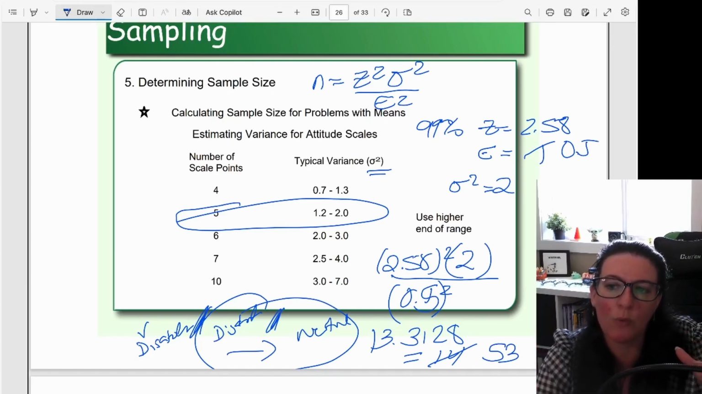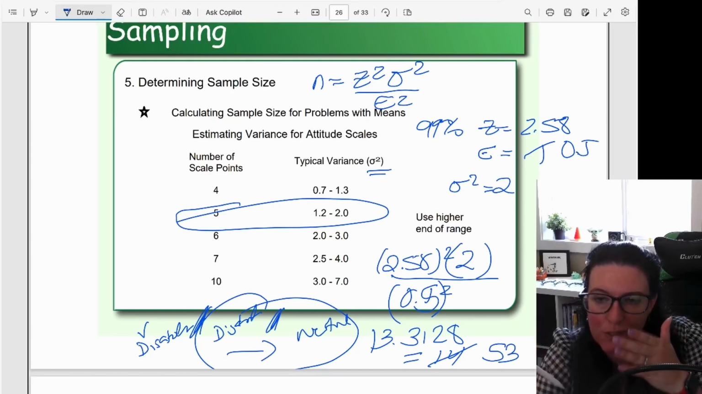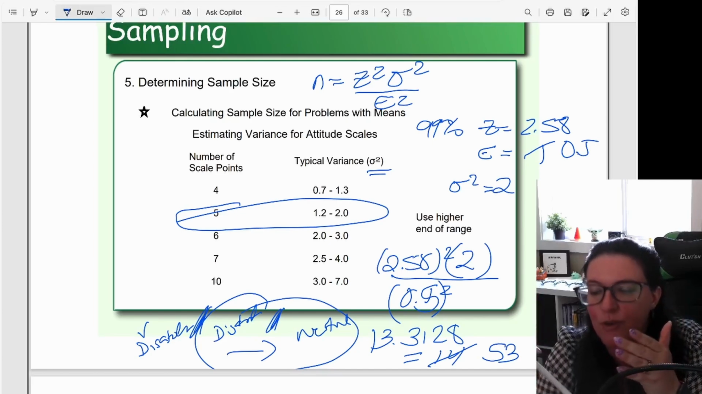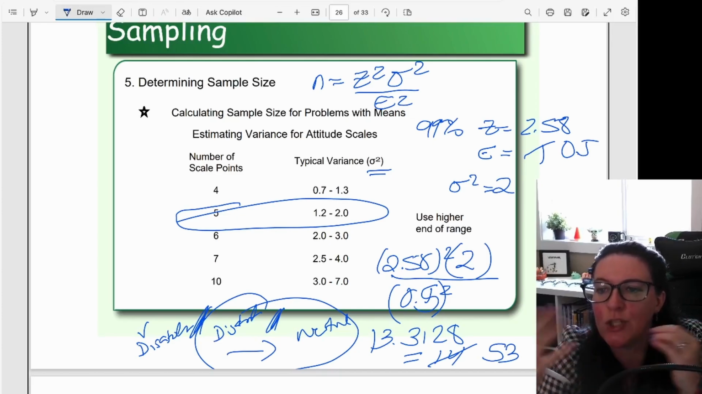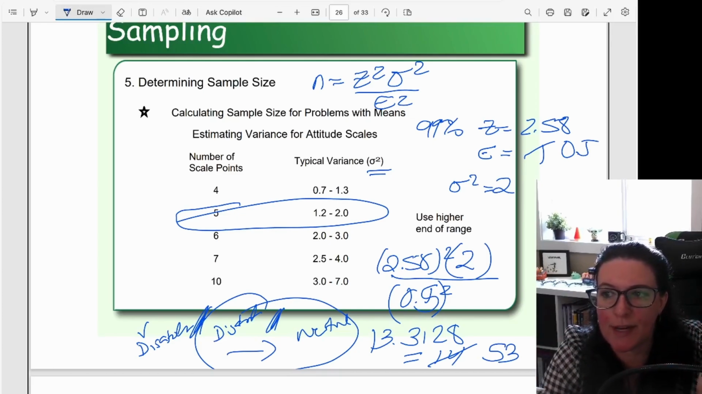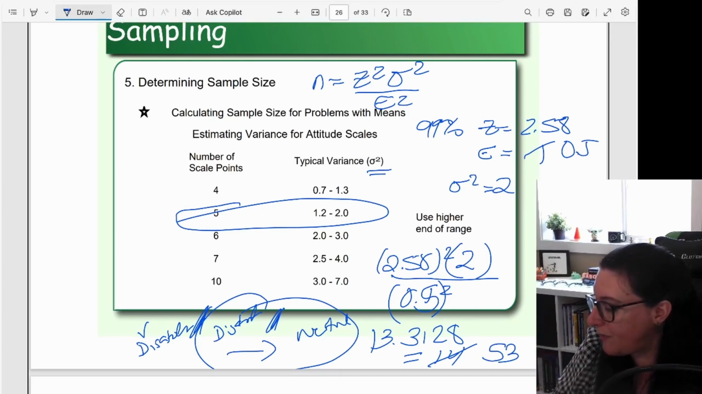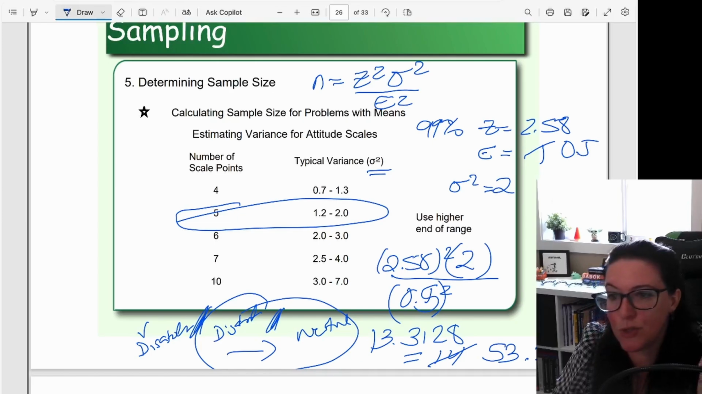So if you had only attitude scale questions and you made different decisions based on if it was dissatisfied versus neutral, 99% confident, you'd need 53, actually need 54, because it's 53.2512.